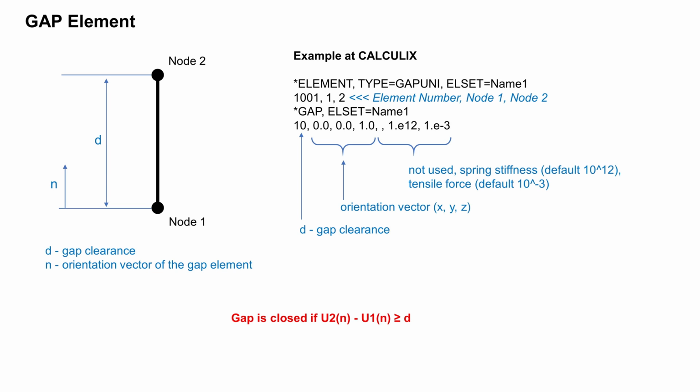The gap is closed if the difference of displacement between node 2 and node 1 is higher than the gap clearance d. Then the nodes have interaction as a contact. If the gap is open, there is no interaction between the nodes.